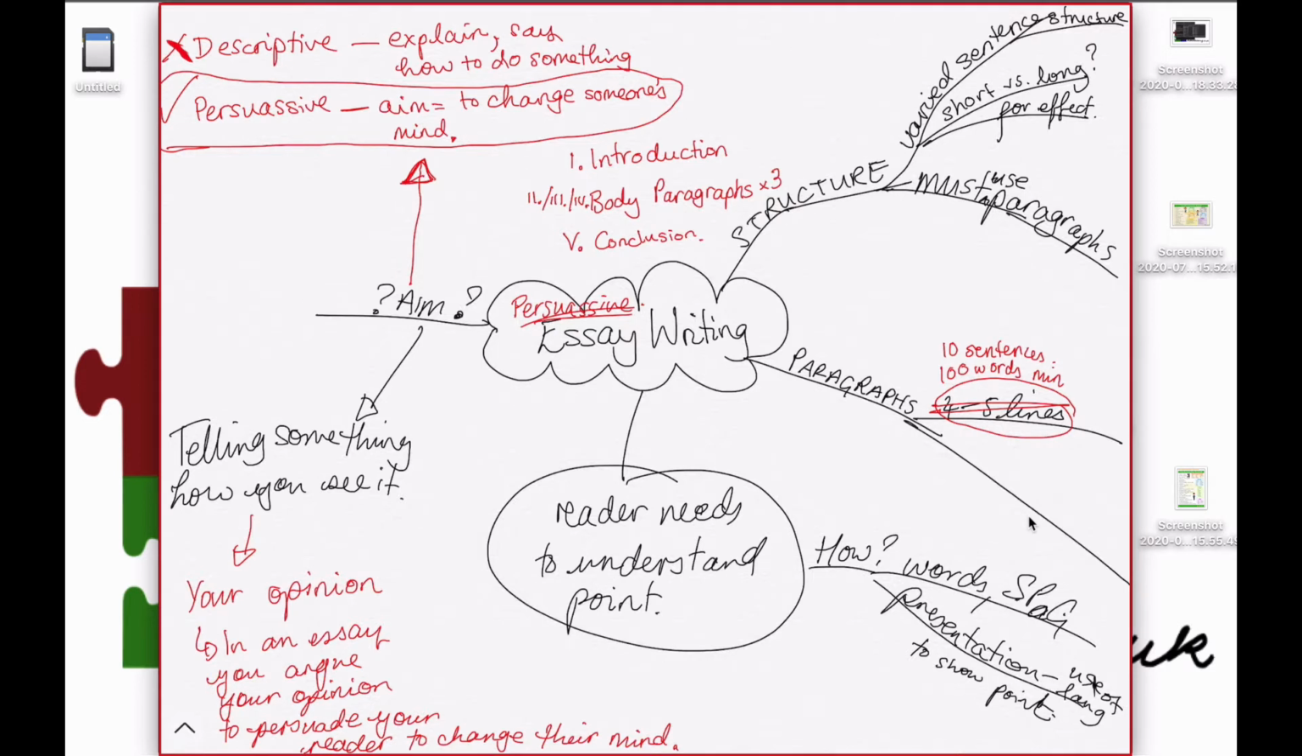So body paragraphs are the paragraphs you use to support your point. So body paragraphs is the body of the essay.